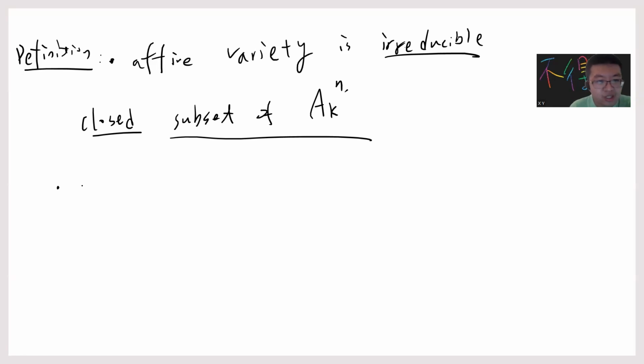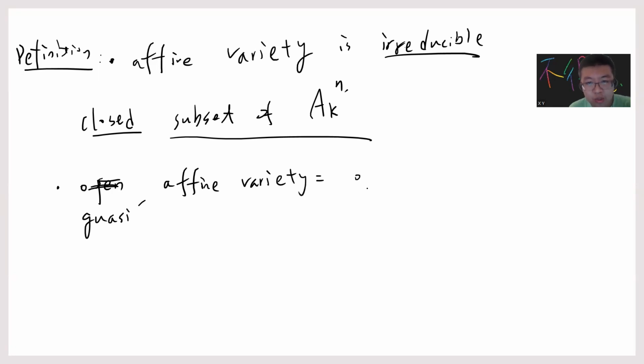Okay. Now we can define quasi-affine varieties to be the open subsets of affine varieties.